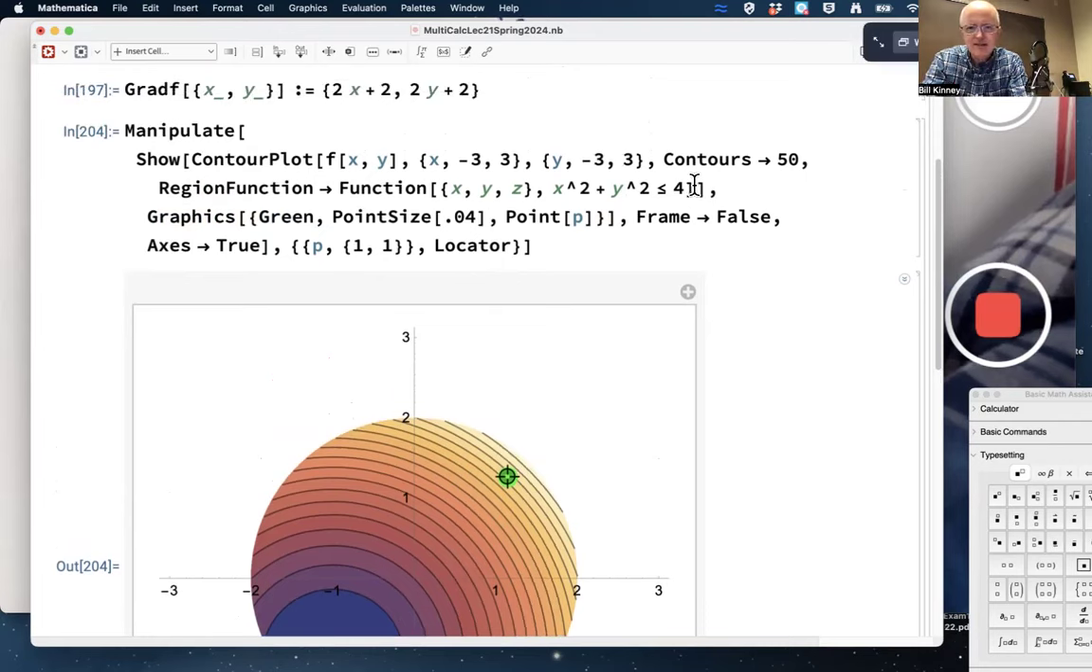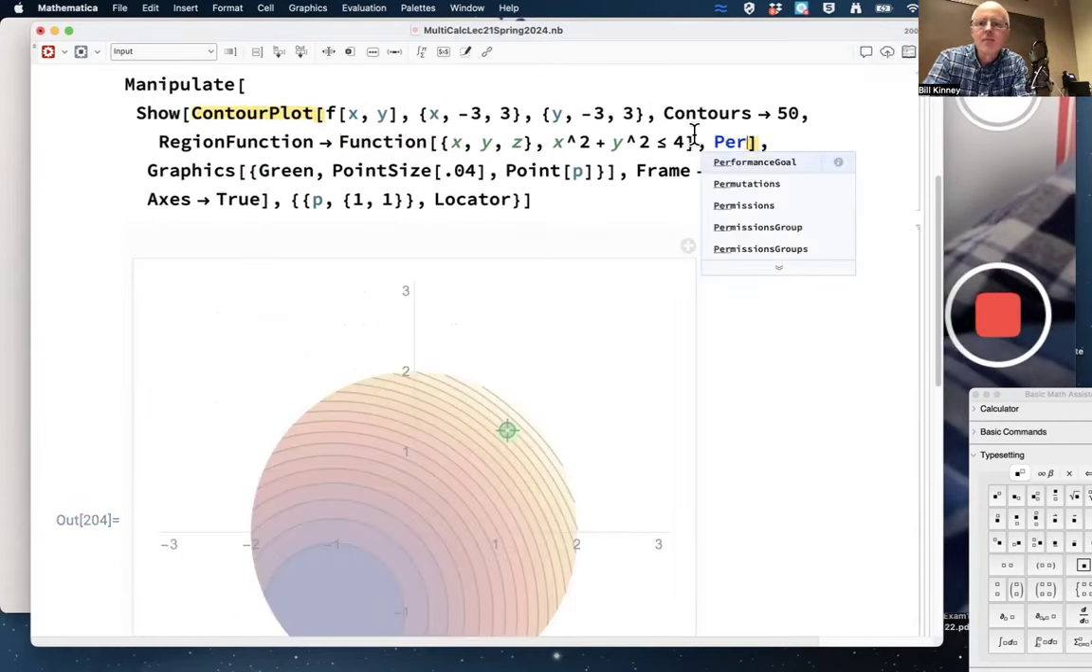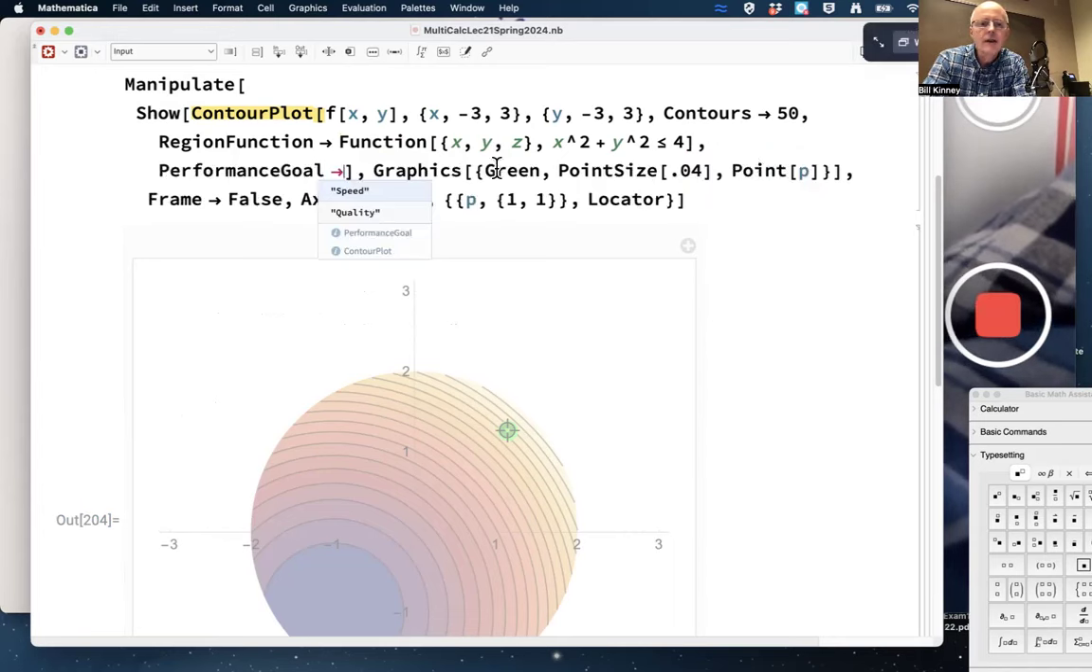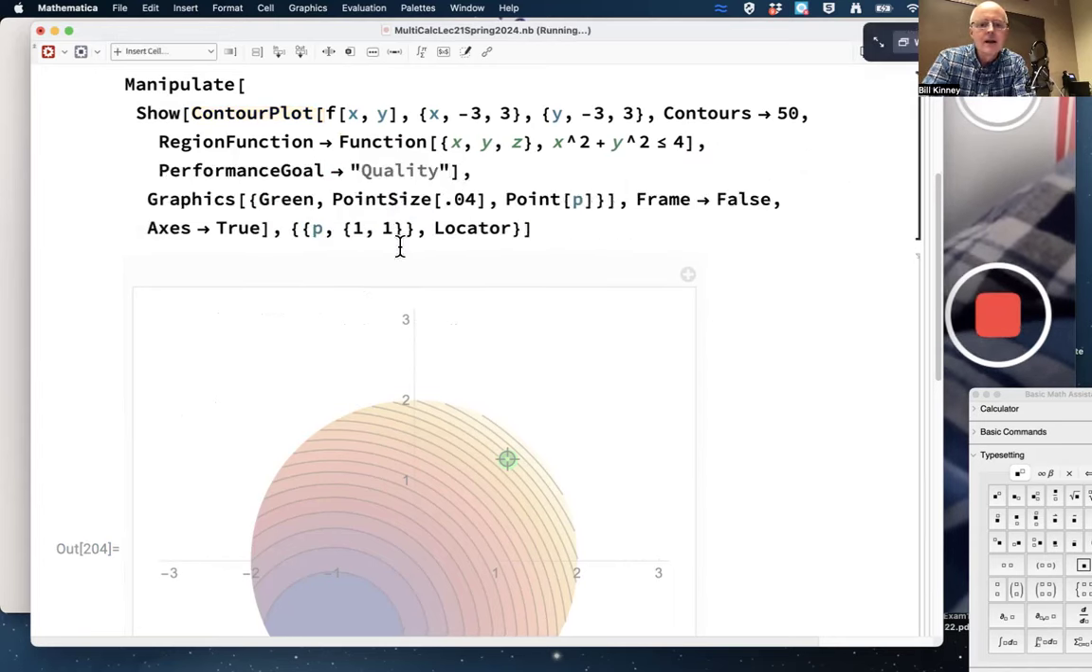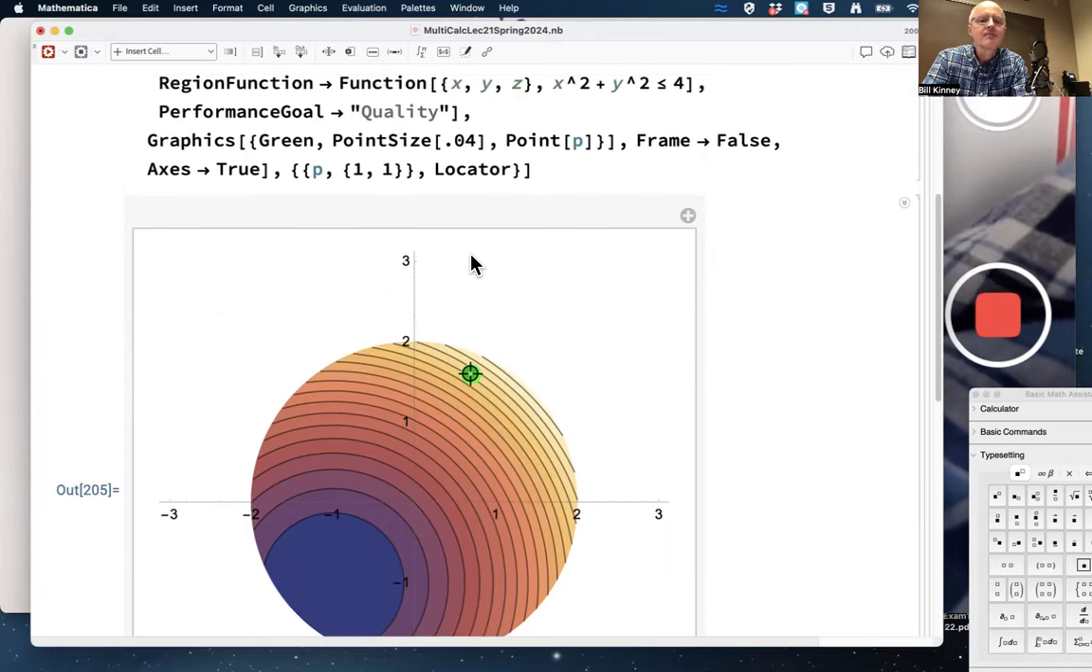That can be fixed. Performance goal, arrow quality. Okay, now the level curves stay better, though the point doesn't move around as fast. A little bit of a delay. It's doing a lot of calculations, by the way, to make this graph, because ContourPlot takes a lot of calculations to make good graphs.